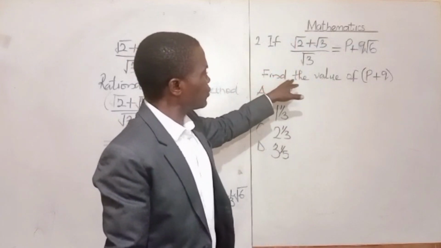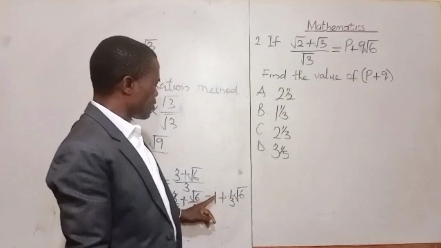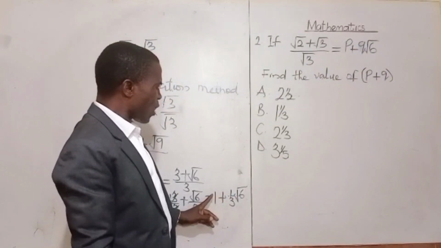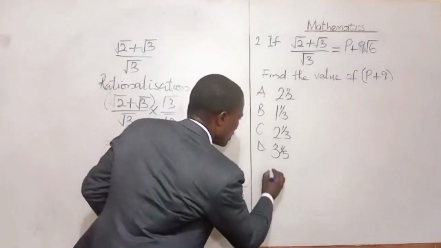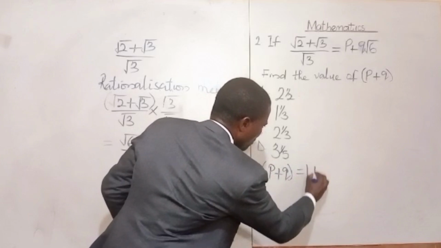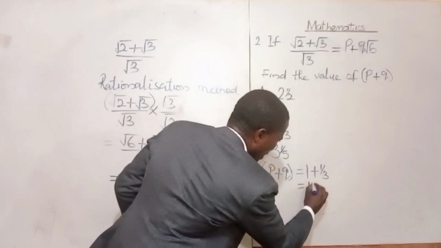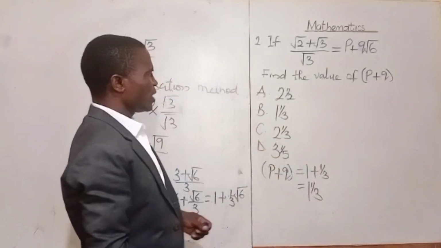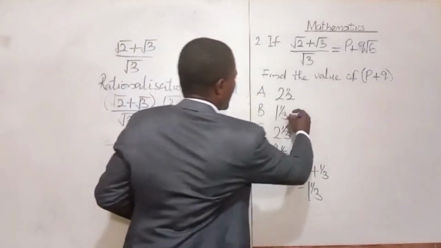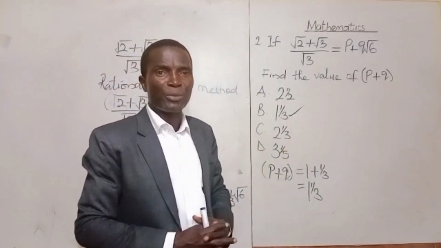But what we are asked to do now is to find the value of P plus Q. Here, 1 is P and Q is 1/3. We are going to add P plus Q, which means 1 plus 1/3, and that gives us one whole number 1/3. So let us check the correct option. A, wrong. B, this is the most appropriate option. I believe it's very clear to everybody.